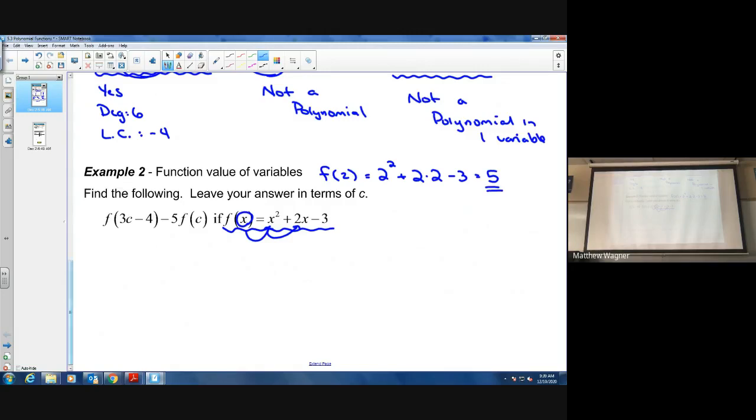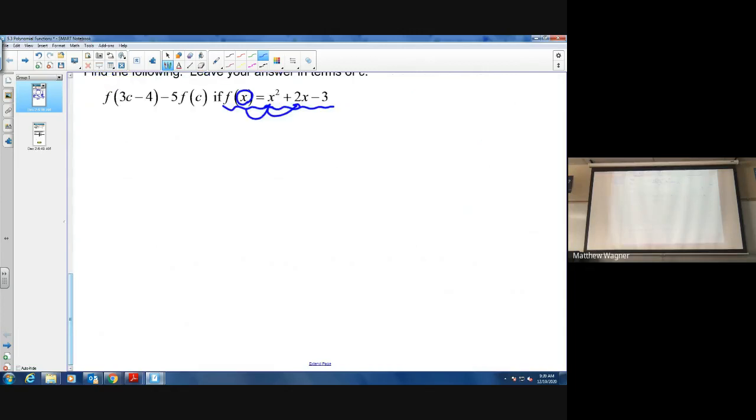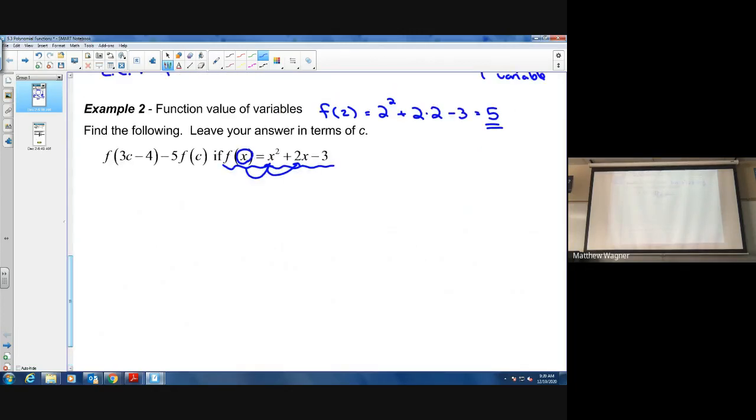We can do the same thing with algebraic expressions, all right? So in this case, I want to figure out the function's value at 3c minus 4.